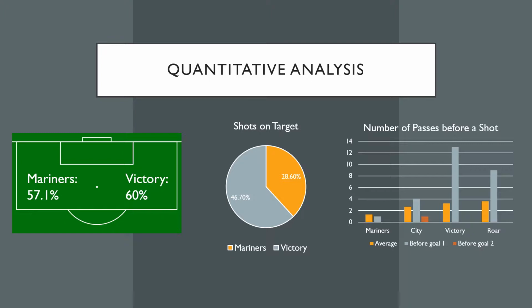So the quantitative analysis showed that the Mariners had 28.6% of their shots on target compared to the Victory's 46.7%. And of the percent of shots inside the box, both teams were similar, with the Mariners at 57.1% and the Victory 60%, although Mariners had just under half as many attempts as the Victory, with 4 out of 7 compared to 9 of 15.